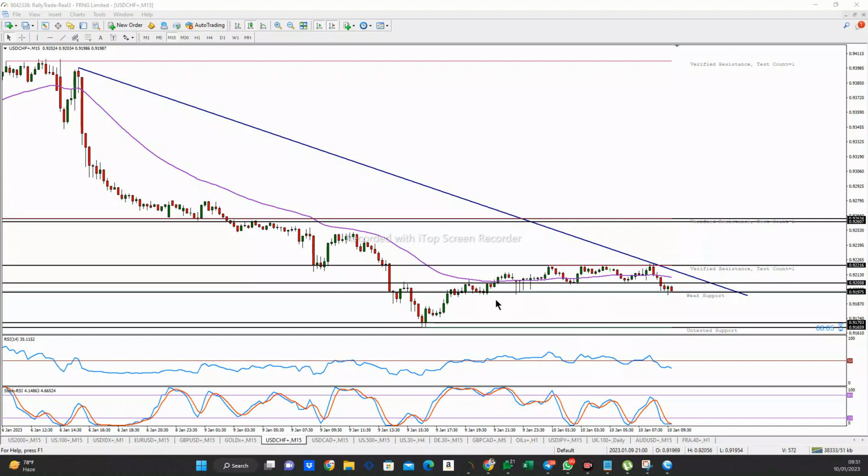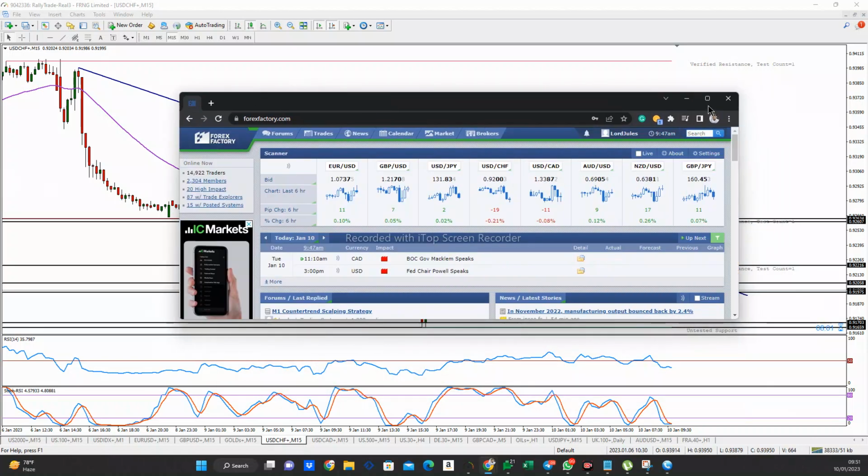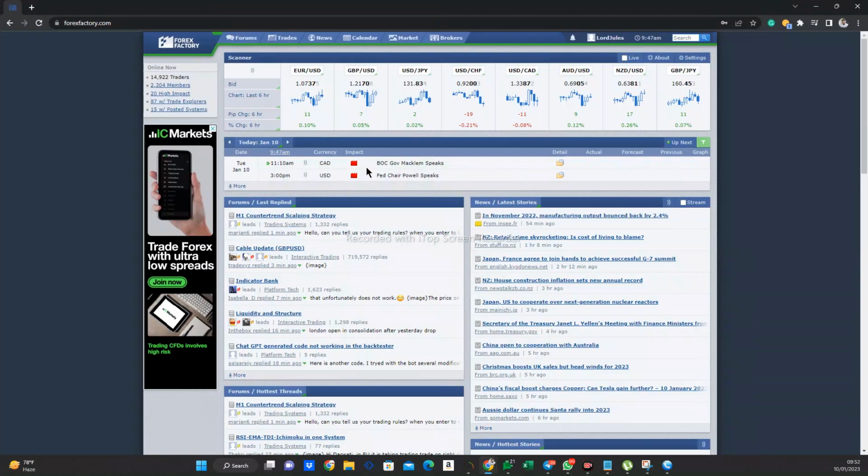Let's look at what is happening on Forex Factory for today. By 11:10 a.m., the Bank of Canada governor is going to be speaking. That's a high impact news, and it's going to have an effect, obviously, on the Canadian dollar. Then by 3 p.m., Jerome Powell is also going to be speaking. You should also look out for that.